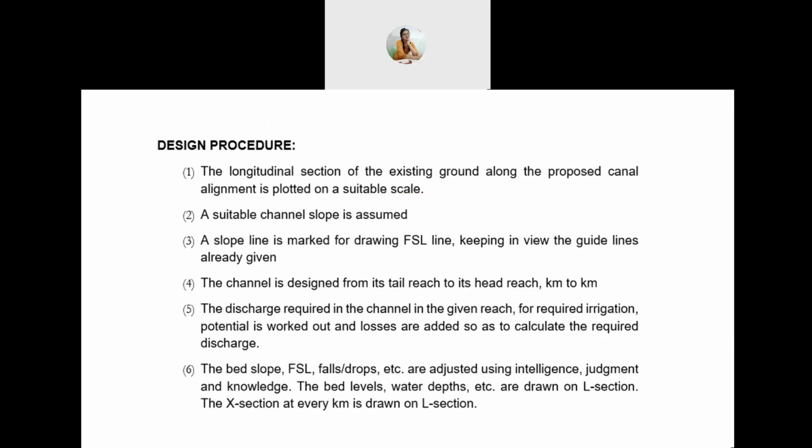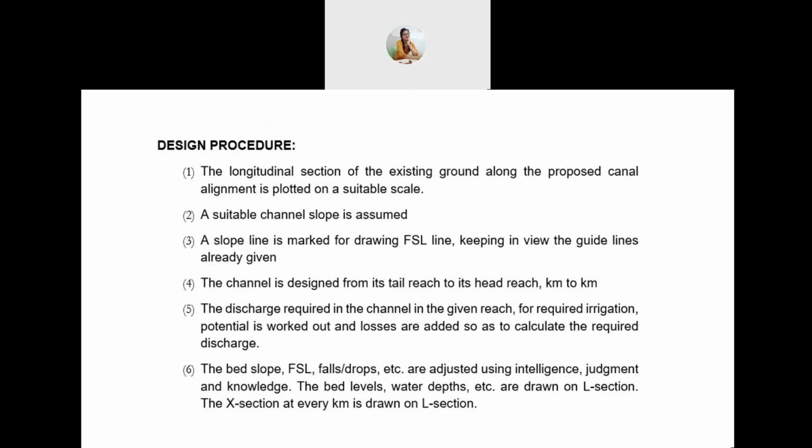Next, other design considerations. Design procedure. Number 1, the longitudinal section of the existing ground along the proposed canal alignment is plotted on a suitable scale. Number 2, a suitable channel slope is assumed. Number 3, a slope line is marked for drawing the FSL line, keeping in view the guidelines already given. Number 4, the channel is designed from its tail reach to its head reach, kilometer to kilometer.